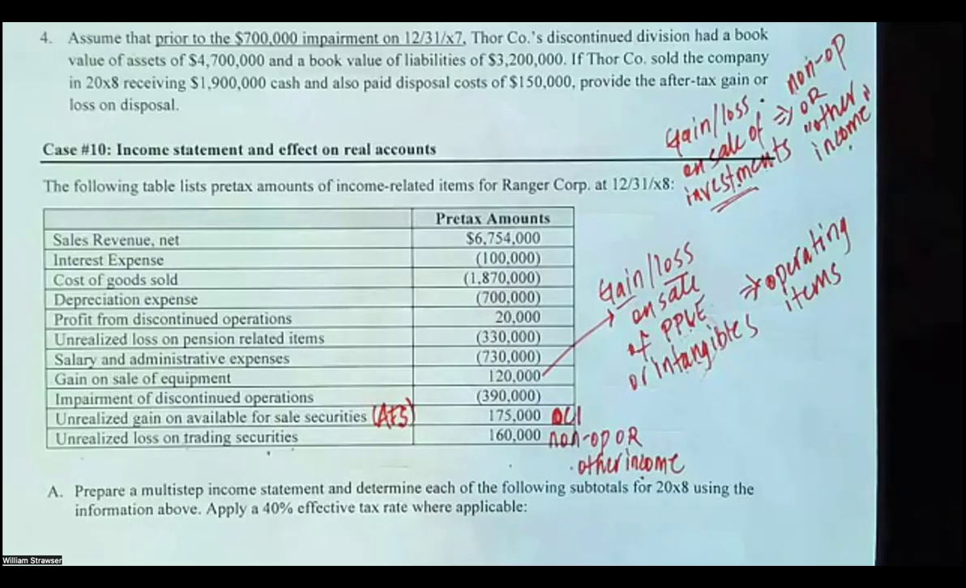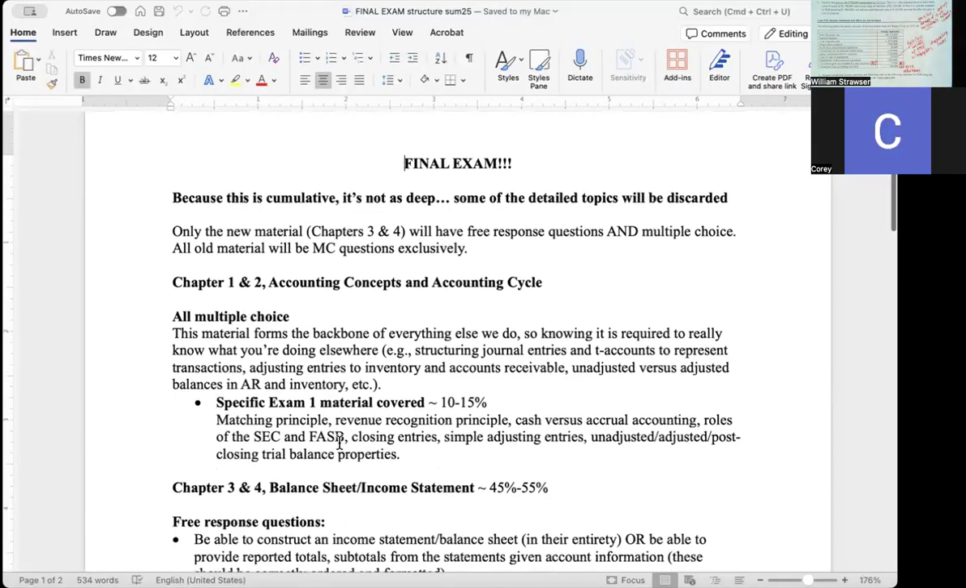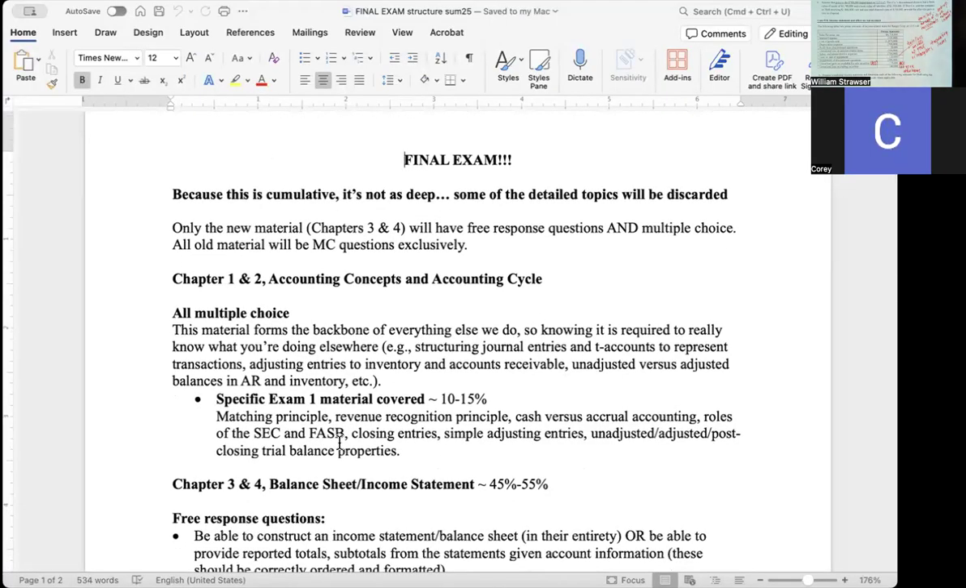All right, so now I want to just talk about the final exam a little bit. Oh, I don't have it pulled up. Thought I did. Let me see. Don't go away. All right, so this is the document I have available under the final exam.